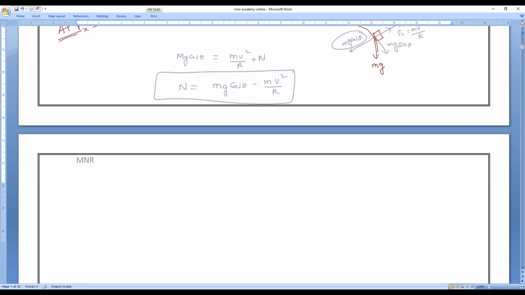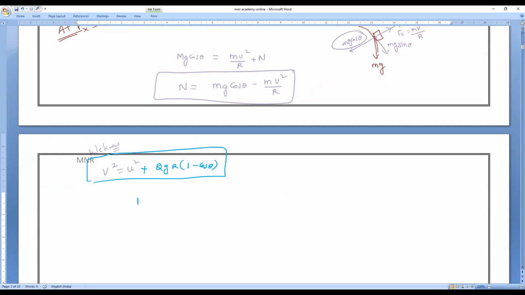Now, substitute v. We got it. v square is equal to what is the formula? Just now we have got it. Everybody see and tell me. v square is equal to u square plus 2gr into 1 minus cos theta. So substitute this in this equation.